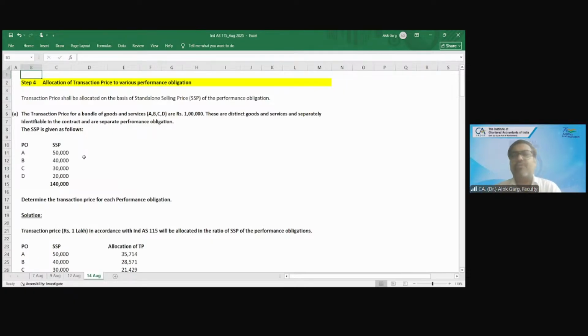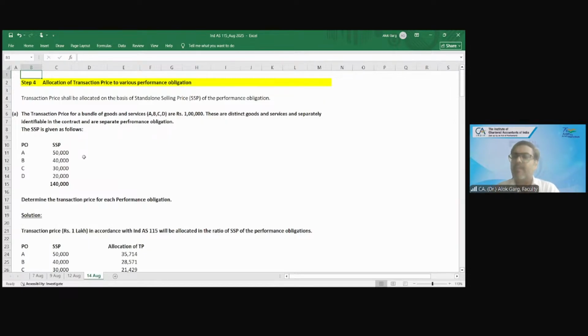I have entered into a contract with my customer to sell him a package, and I have 4 performance obligations in my package. The total value is 140, but I am collecting 1 lakh. So the discount of 40,000 which I am giving to my customer, does it belong only to my first, second, third or fourth performance obligation, or is it for the entire package? It is for the entire package. This discount is for all 4.